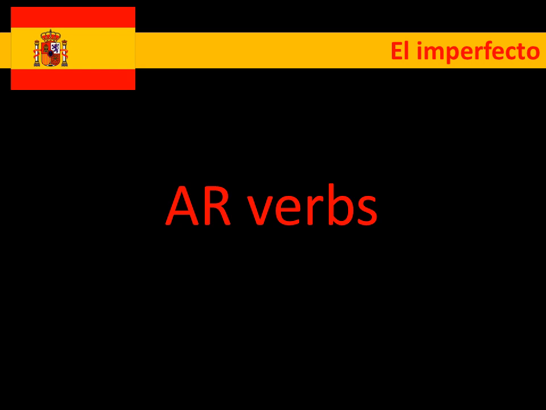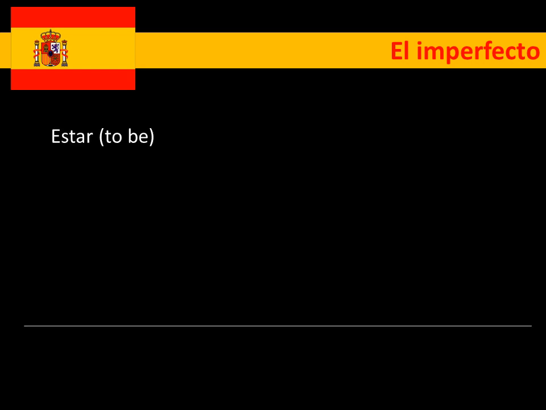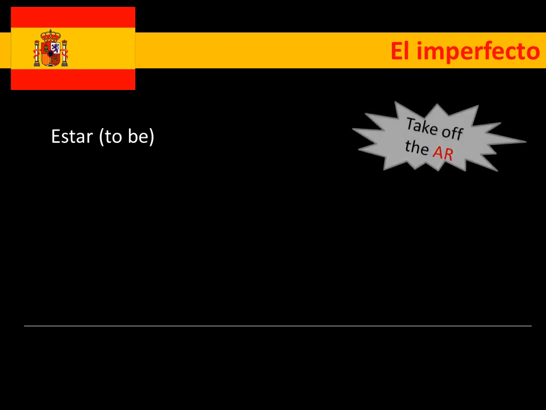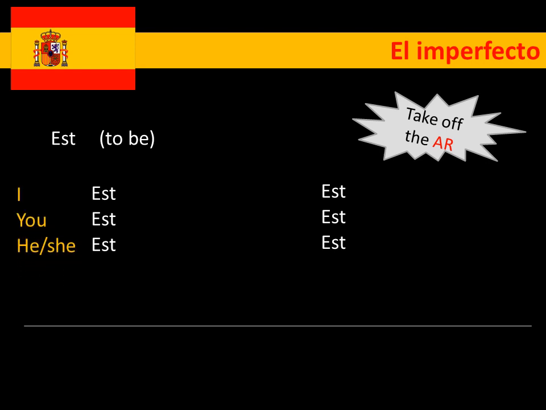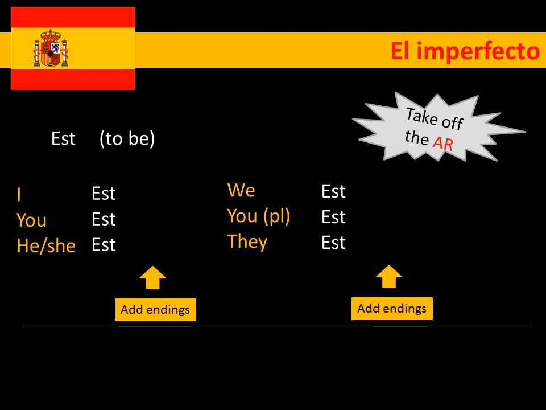So this is the formation of the Ar verbs. So we're going to use estar as our verb to be, very important verb. So first of all we need to take off the Ar to get our stem. So we've got est now rather than estar, and we've got our little stems here and our stems here, and then we need to add the persons. So remember, the person of the verb, I, you, he and she for the singular ones, and then we, you plural, and they for the plurals. Next up then, we need to add some endings. And these endings are really different, but also have a familiarity about them that hopefully make it easy to learn.